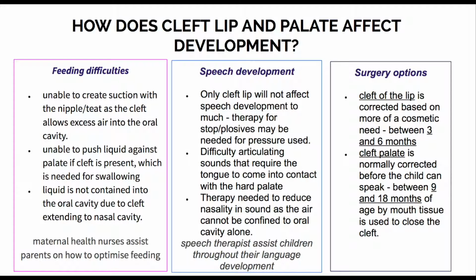Likewise, the baby uses its tongue to push the nipple or teat against the roof of the mouth to assist the suction of the milk, which is proven difficult if the baby has a cleft in the palate. Usually, if a baby has a cleft lip and/or palate, they are fed through a bottle, and a maternal health nurse will instruct the mother on how to optimize their feeding regime with the baby. Another factor that affects babies with a cleft lip and/or palate is speech development. If a child is born with only a cleft of the lip, they may obtain fairly normal speech, but may need assistance in creating sounds that require bilabial lip closure.